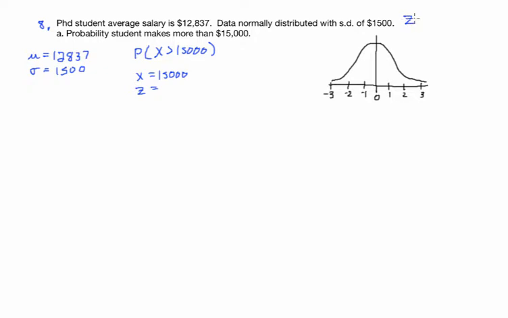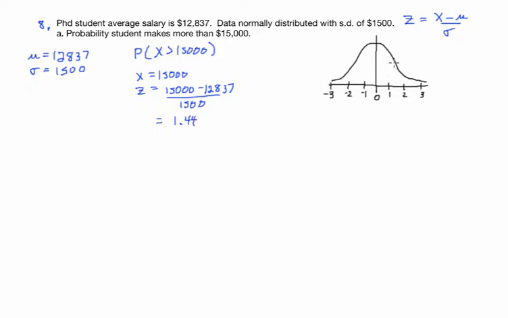I'll use my z-score formula, which is z equals the data value minus the mean over the standard deviation. We should be getting pretty good at using that by now. I should get a positive z-score when I do this. How do I know? Well, I know that 15,000 is above the mean, therefore that's going to give me a positive z-score. My z-score is 1.44.